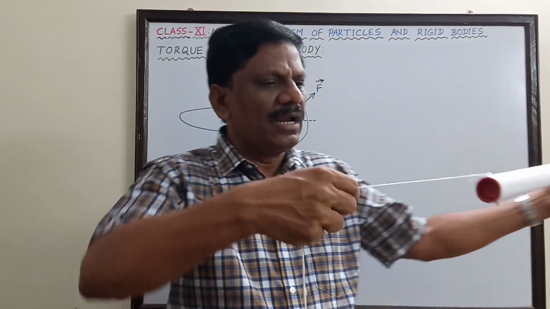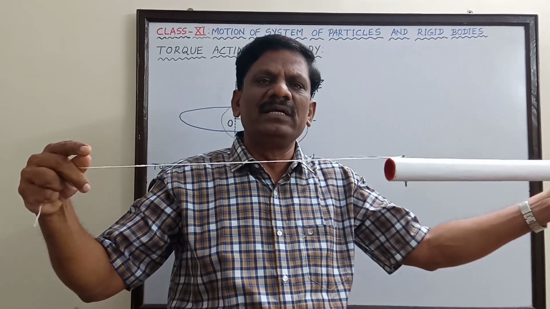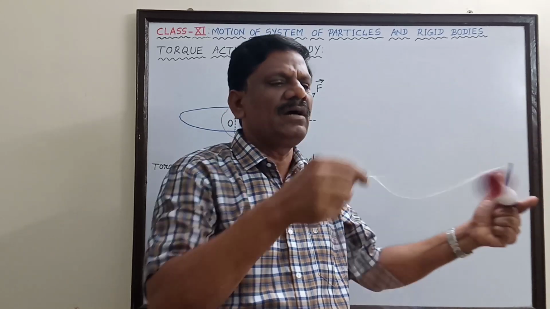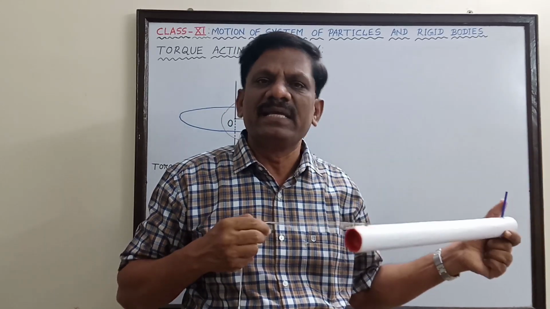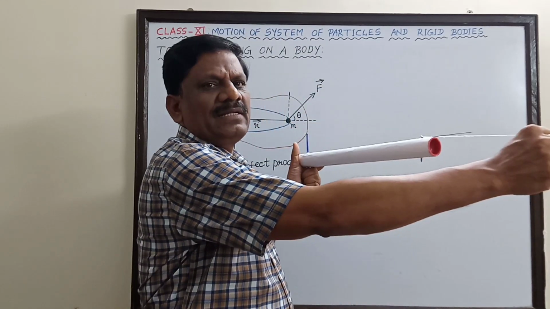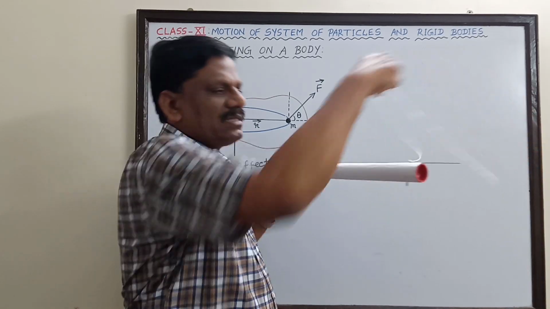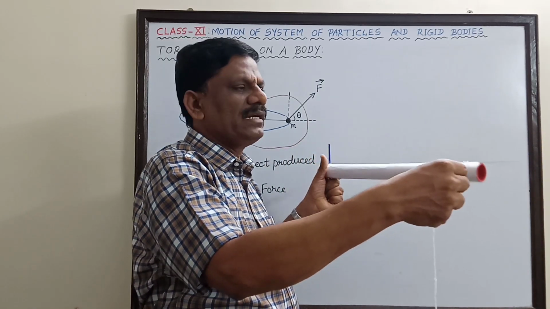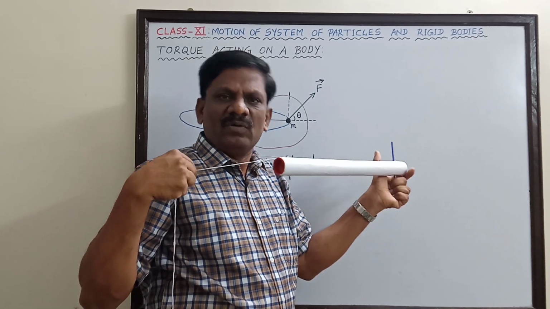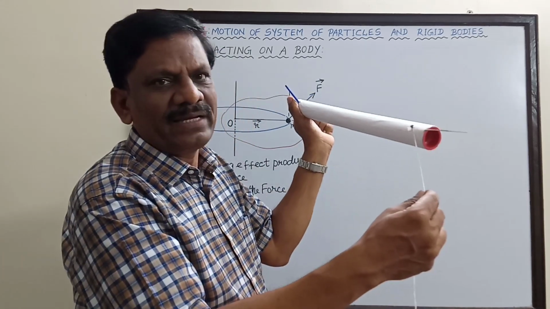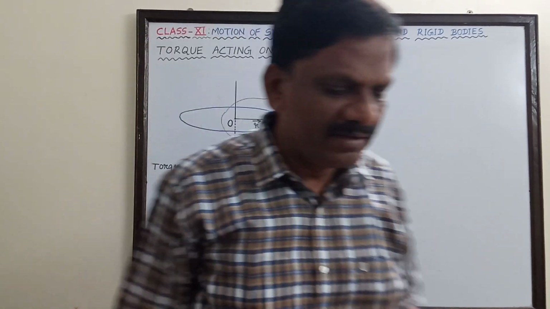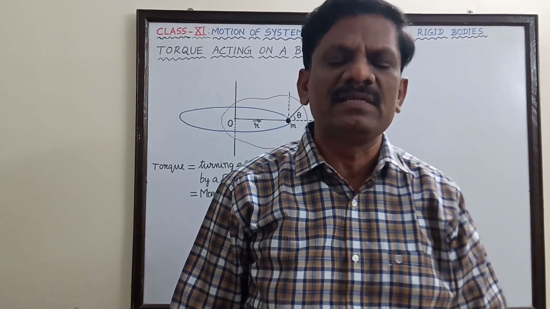When the string is pulled along the length of the cylindrical rod, there was no turning. But at an angular position, when it is pulled either upwards or downwards, it produces a turning effect. When the string is kept upward and pulled, the rod rotates in the anti-clockwise direction. If the string is kept in the downward direction and pulled, it produces rotation in the clockwise direction. The string makes an angle theta with the direction of the position vector of one particle. This turning effect produced by the force is called torque.